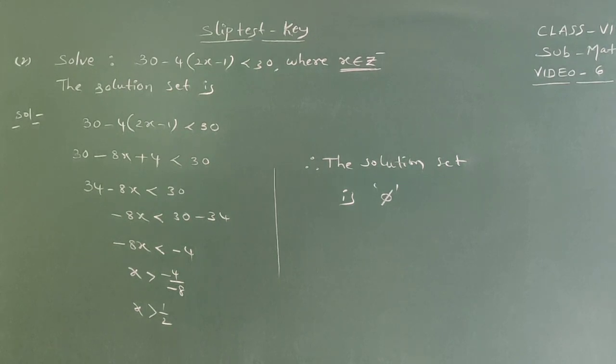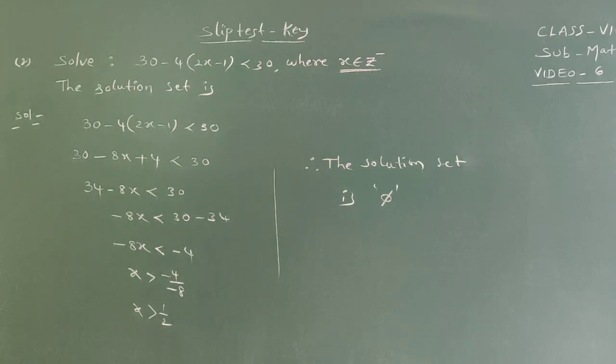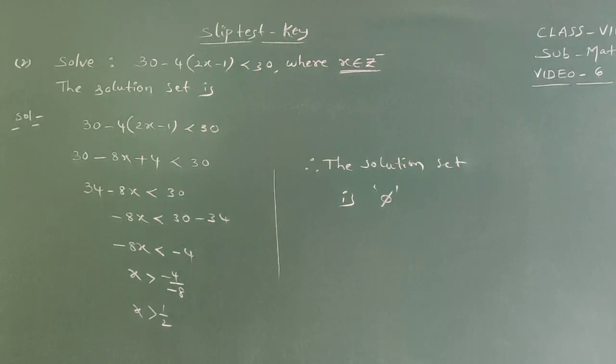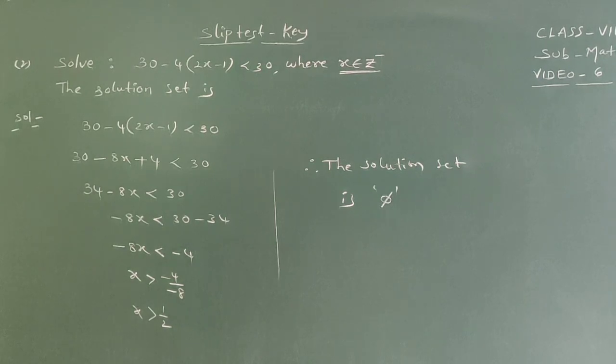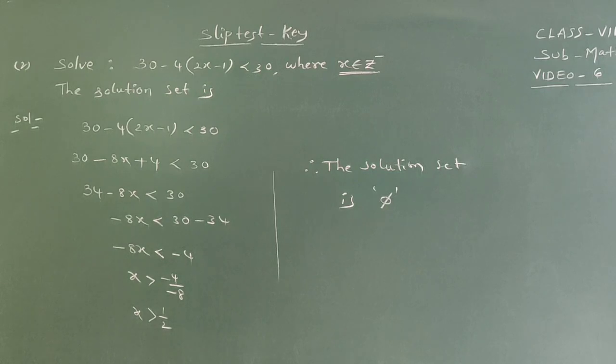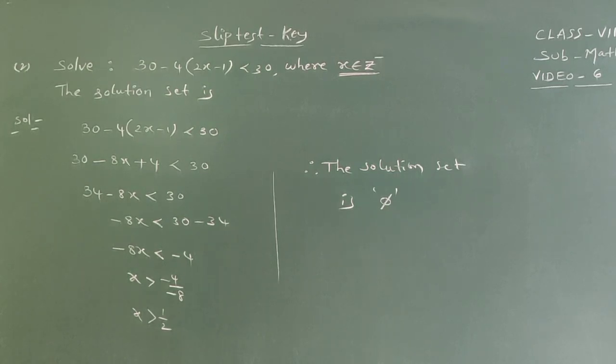Here 30 minus 4 into (2x minus 1) less than 30 they gave. 4 times 8x minus 1, minus into minus plus 4, 30 plus 4, 34, minus 8x less than 30, minus 8x less than minus 4, then x greater than minus 4 by minus 8, that is 1 by 2. Here the replacement set is negative integers, that's why no negative integer is greater than 1 by 2. Obviously our solution is the null set.